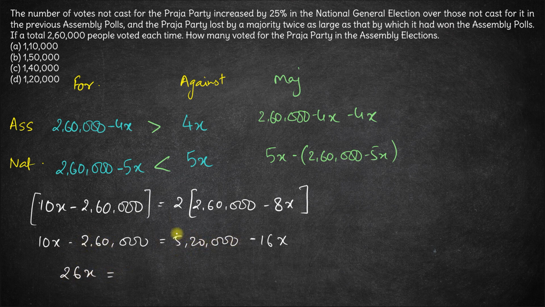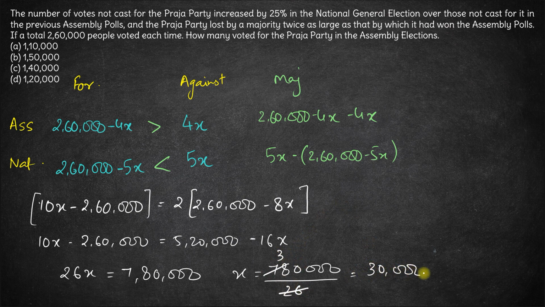Which is equal to 5,20,000 plus 2,60,000, which is 7,80,000. So here x comes out to be 780,000 divided by 26. 78 goes by 26 three times. So x comes out to be 30,000.